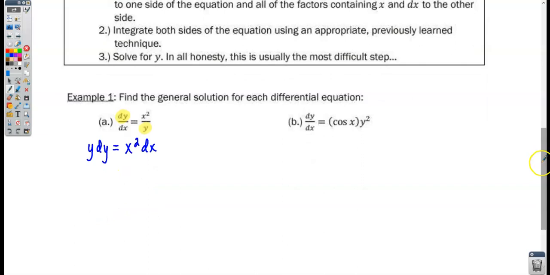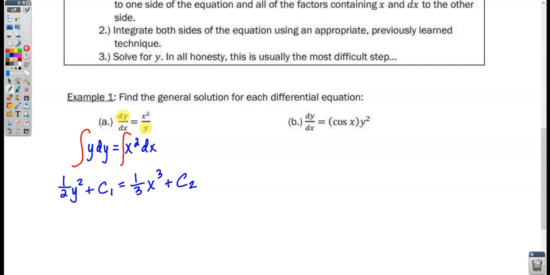Now from here, we can just go ahead and integrate both sides of this equation. We're going to take the integral of y dy on the left-hand side and the integral of x squared dx on the right-hand side. The integral of y dy is 1/2 y squared plus a constant, and the integral of x squared is 1/3 x cubed plus a different constant. And in reality now all I need to do is solve this equation for y.